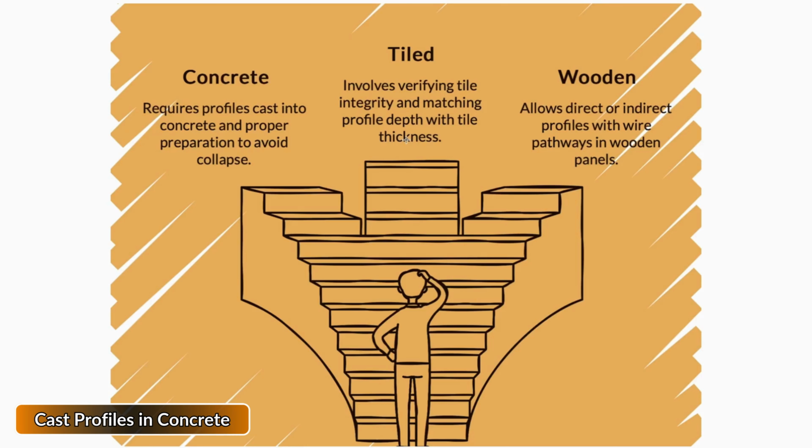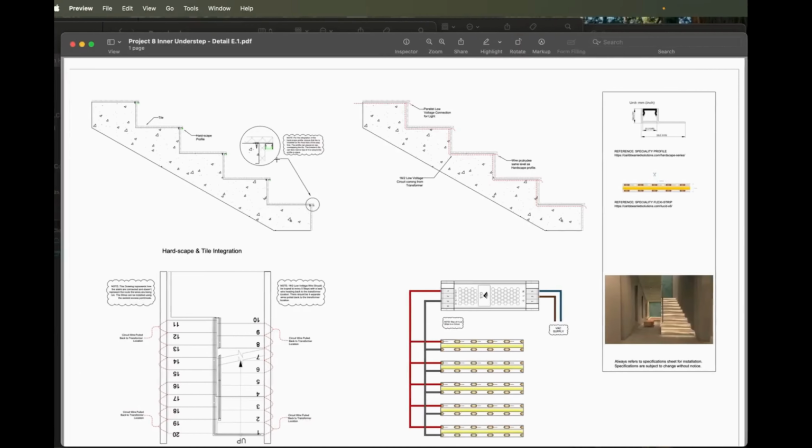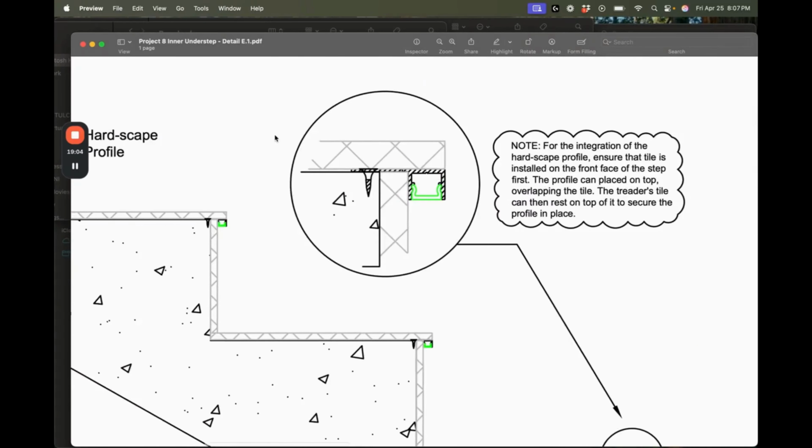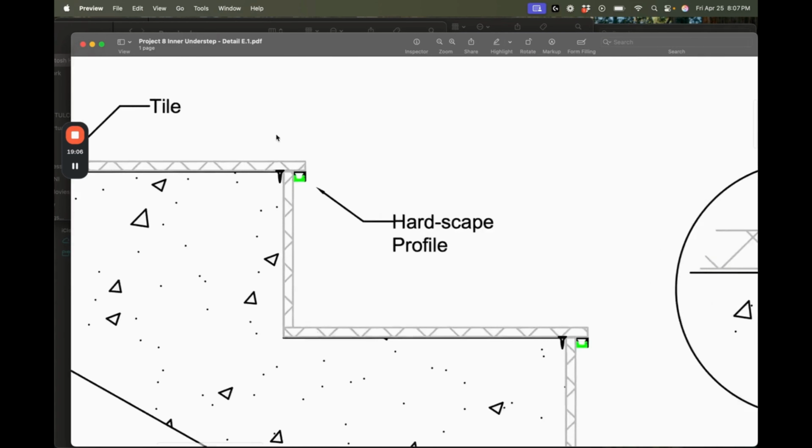Then I showed you the concrete, where you have to cast the profiles within the concrete and provide your wiring conduit infrastructure. So these are the design details you want to be mindful of. I'm going to show you one drawing so you can get an idea of how details are integrated.